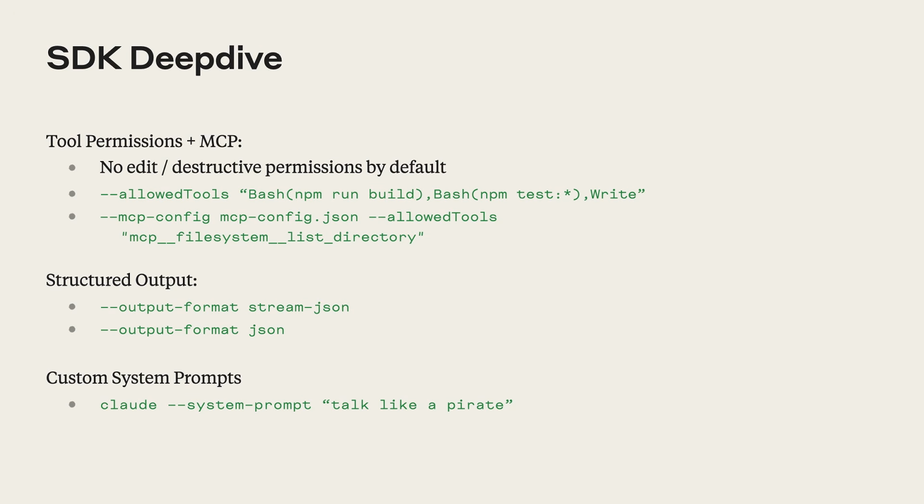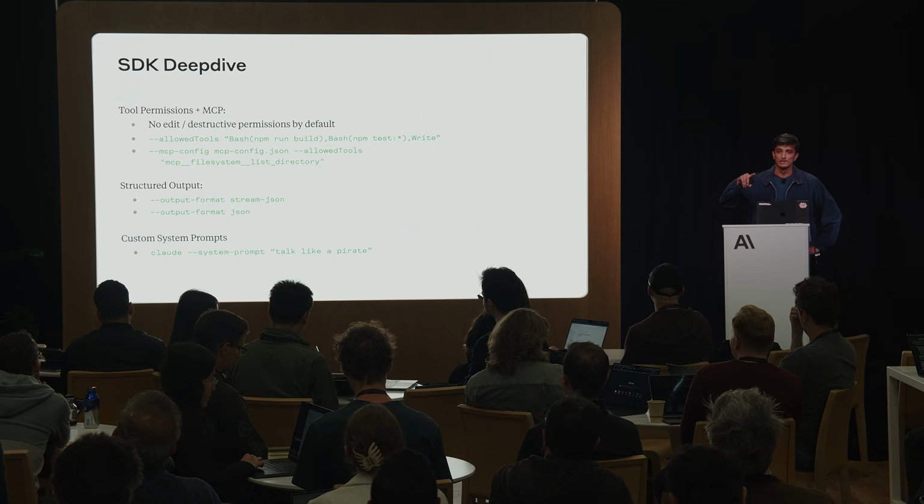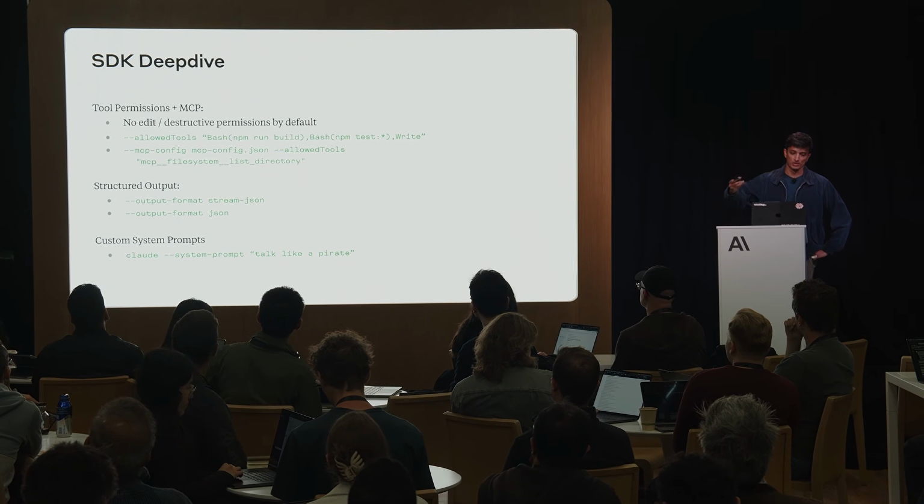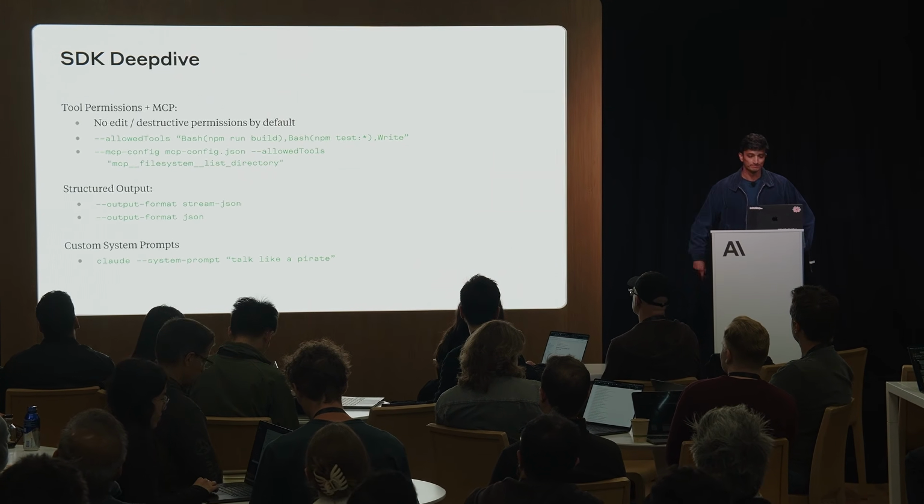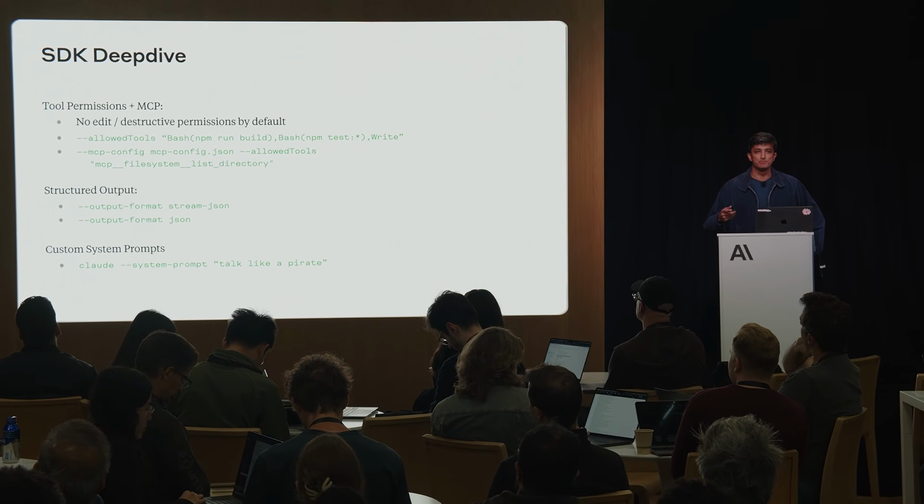So in this case, the first example, you see that I've given it bash permissions to npm run build, npm test, and the write tool, which is a good set of permissions because this allows Claude to self-verify what it's writing, build your project and test, and then continue writing. Similarly for MCP, if you have MCP servers configured, you can list those MCP tools as well. So it's a very similar process.